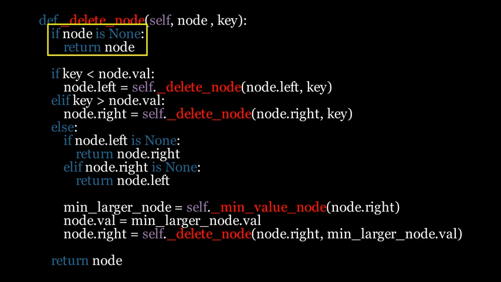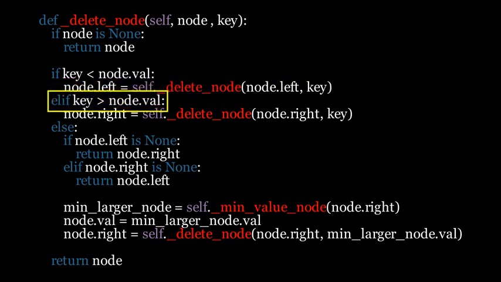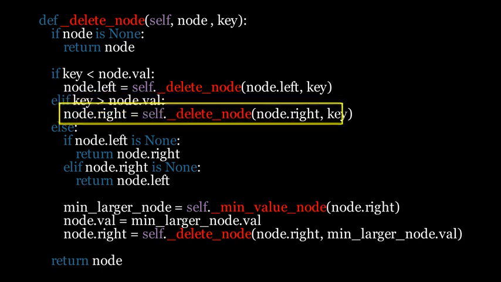stopping further execution. If the key is smaller than the current node's value, the algorithm continues searching in the left subtree. It calls _delete_node recursively on the left child, setting node.left to the result. On the other hand, if the key is greater than the current node's value, the search moves to the right subtree, where the function is similarly called on the right child by setting node.right to the result.